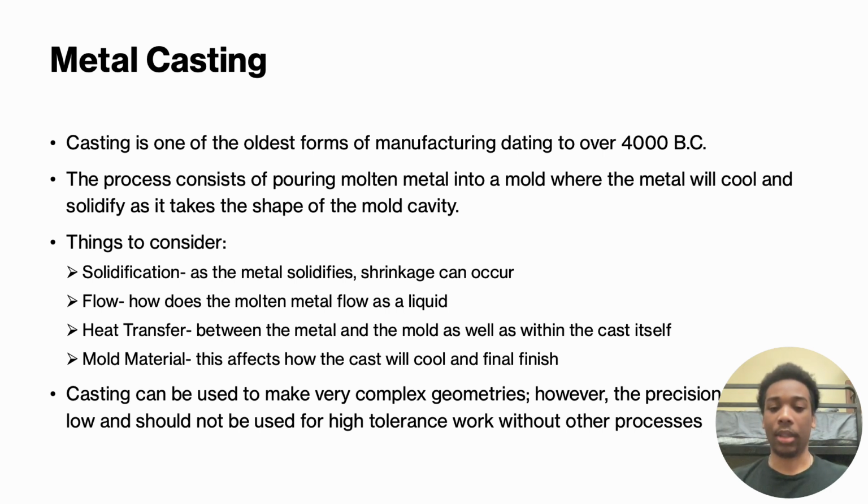They casted bronze things, and it consists of pouring molten metal into a mold where the metal will cool and then take the shape of like the cavity inside the mold, right? So there's a lot of things to consider. You consider solidification, like how the metal will shrink and change shape as it cools, right? Because when you heat up the metal and it turns into liquid, it's going to expand, but when it cools back down, it's going to be a smaller size, smaller volume.